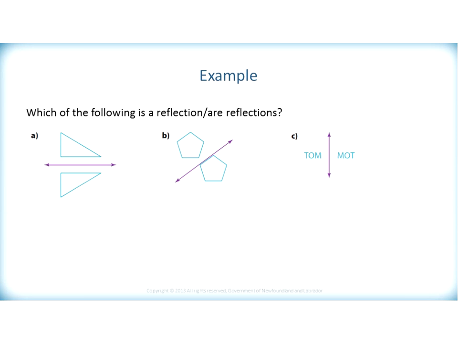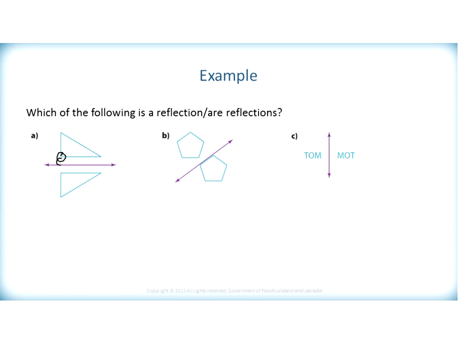So we're going to look at a couple of questions here. Which of the following is a reflection or are reflections? So that means there could be one, it could be none, it could be more than one. So if I look at A, I have a point right here, and it is a short distance. We're going to say it's 1 unit away from my line of reflection.